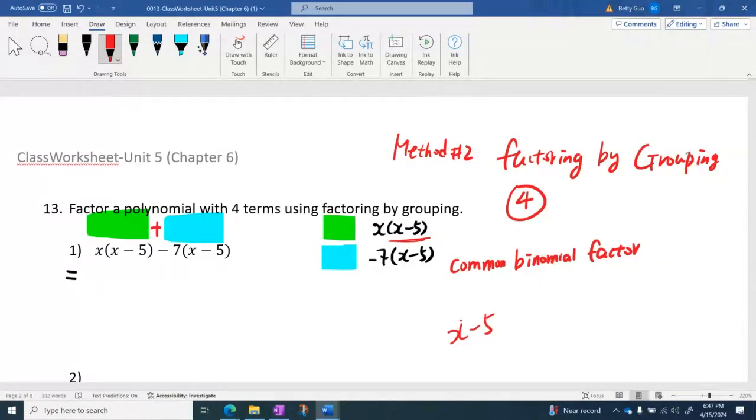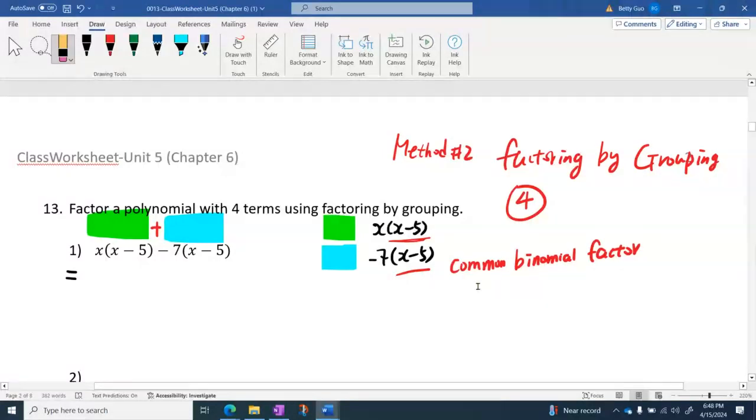The green part has two factors. x is the first factor. x minus 5 is the second factor. It's a multiplication. The blue part also has two parts multiplied together. The first factor is -7. The second factor is x minus 5. They both have x minus 5 as a factor. So x minus 5 here is a common binomial factor. Very good. Since the two parts have x minus 5 as the common binomial factor, we are able to factor x minus 5 out.